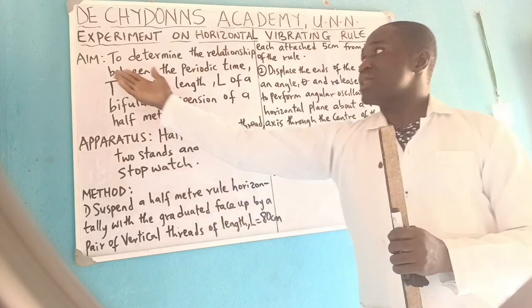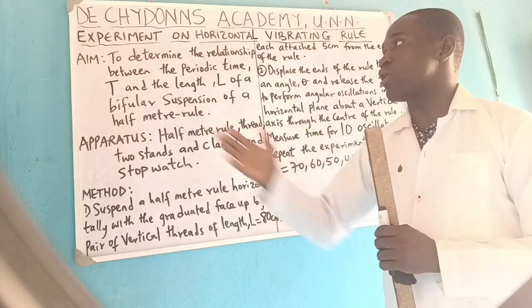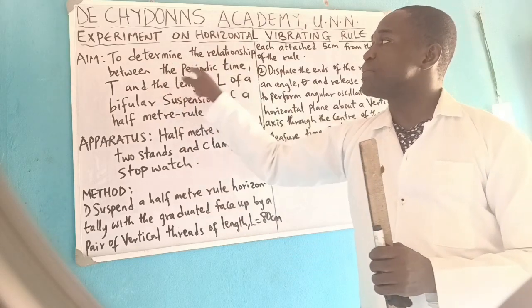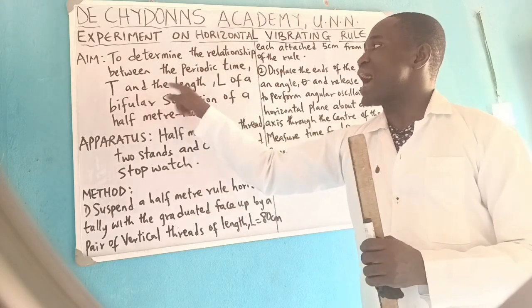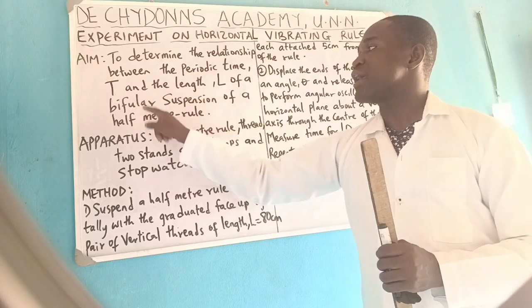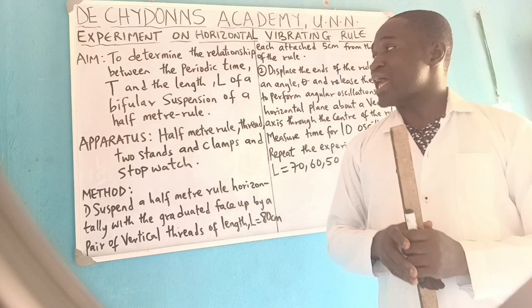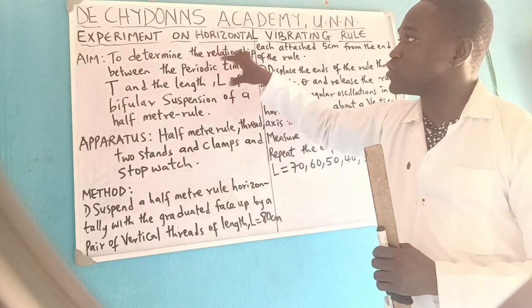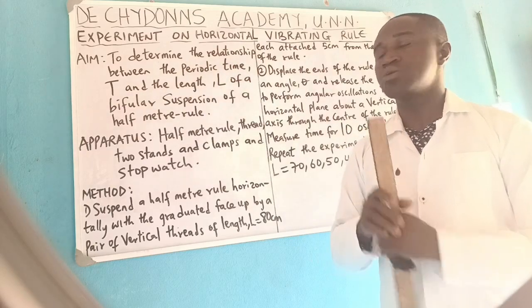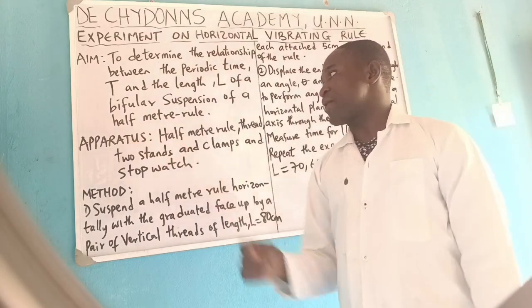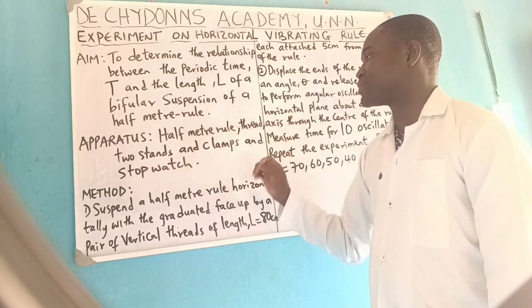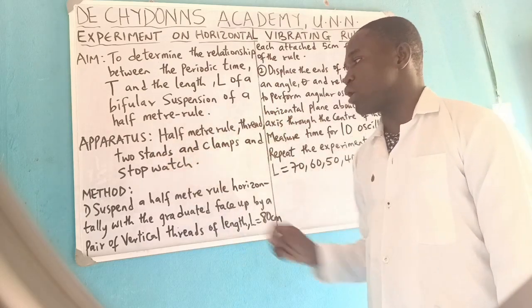What is the aim or objective of this experiment? To determine the relationship between the periodic time T and the length L of a bifilar suspension of a half-meter rule. That means at the end of this experiment, we'll be able to see the relationship between time and length. Then the apparatus: half-meter rule, thread, two stands and clamps, and stopwatch.